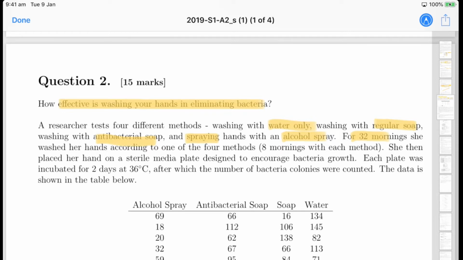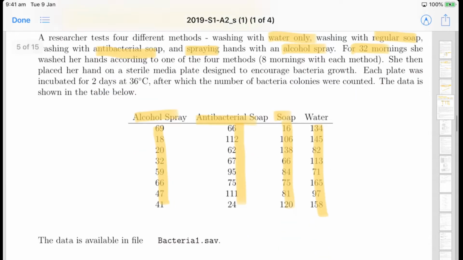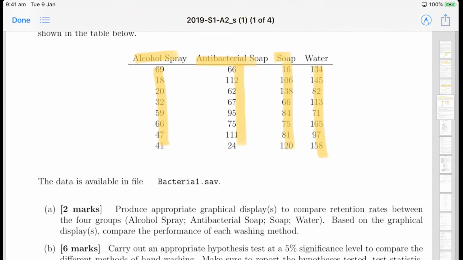All right, so we've got 4 different groups: alcohol spray, antibacterial soap, and water. And we've got here 8 observations for each of them. So what is the question asking us? The question is asking us to produce appropriate graphical displays to compare retention rates between the 4 groups. Based on the graphical display, compare the performance of each washing method.